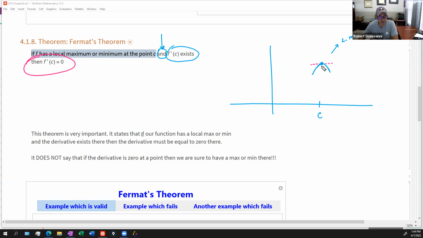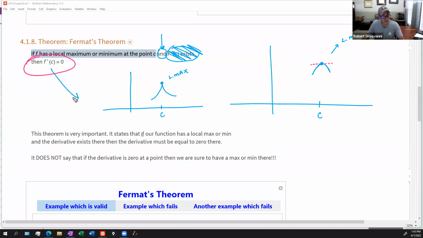You have to be careful with this. Let me show you an example that wouldn't work. What if I told you at some point C, right here, we had a local max, but let's say I remove this condition here, that the derivative exists. Then couldn't we have this picture? Couldn't I have a cusp there? Wouldn't that still be a local maximum?